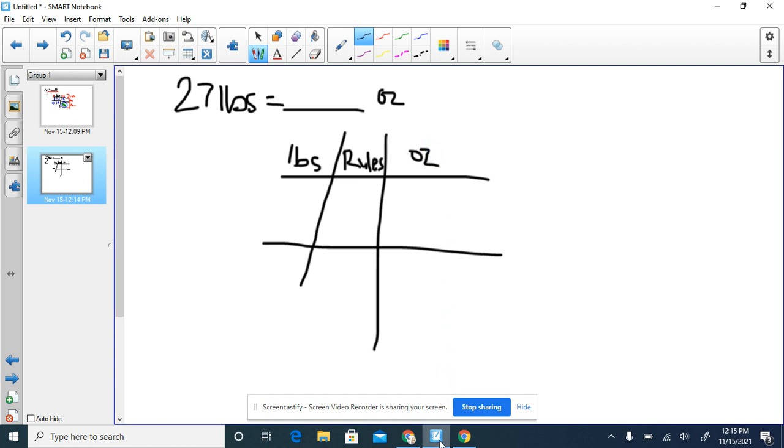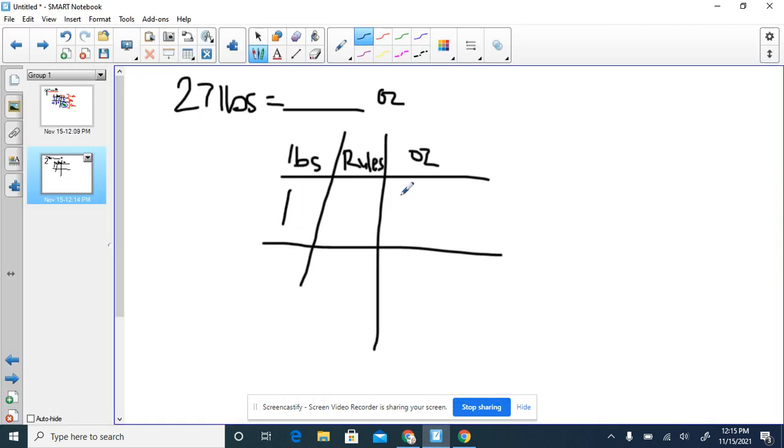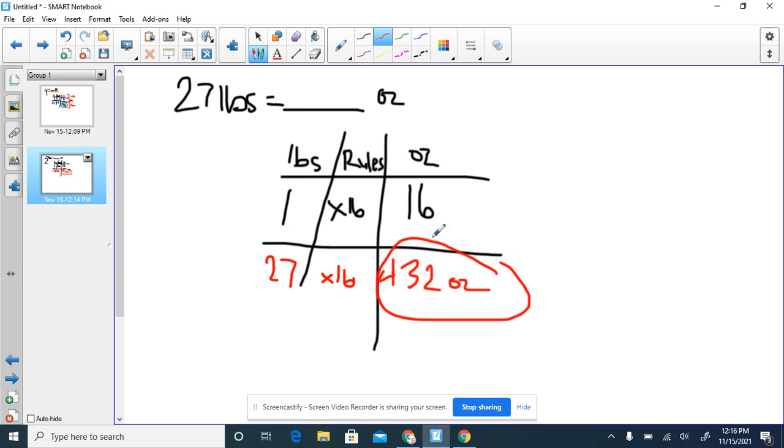Using your reference sheet or the worksheet that's given, we have 1 pound is 16 ounces. 1 pound, 16 ounces. How do we get from 1 to 16? We're getting larger, so we're going to multiply. All right, so we have 27 pounds. Our rule is times 16. Use your calculator to find out 27 times 16. It's going to be 432 ounces, which is equal to 27 pounds.